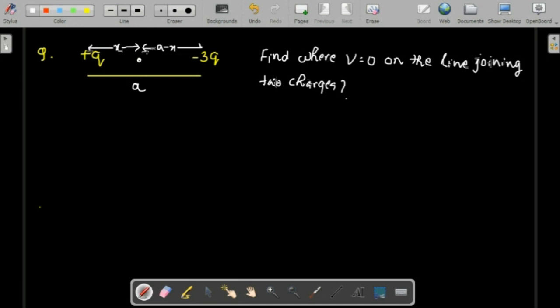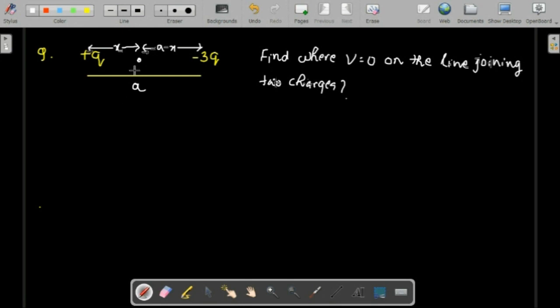It can't be exactly at the center because the magnitudes are different, and potential is inversely proportional to distance. The more the distance, the less the potential. This is already a lower charge, so if the potential has to be zero, the point has to be closer to this q. Let's say this point is x. So now I think we can find it out.